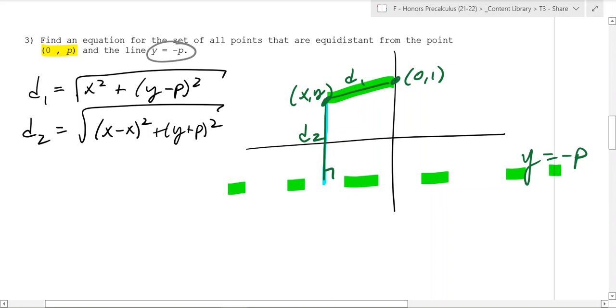So what's that going to be? You set them equal to each other and you square both sides. So you end up with x squared plus (y minus p) squared is equal to (y plus p) squared, like this. Similar to what we did before.